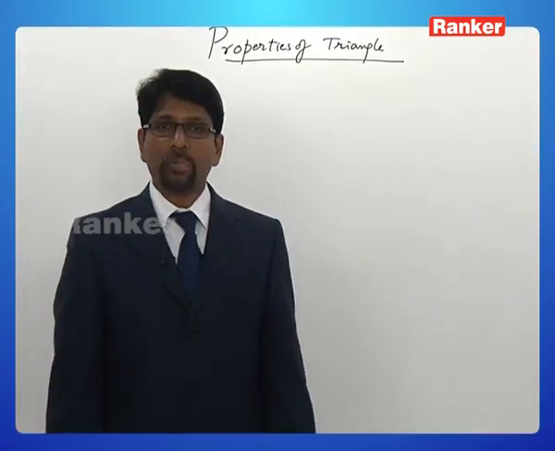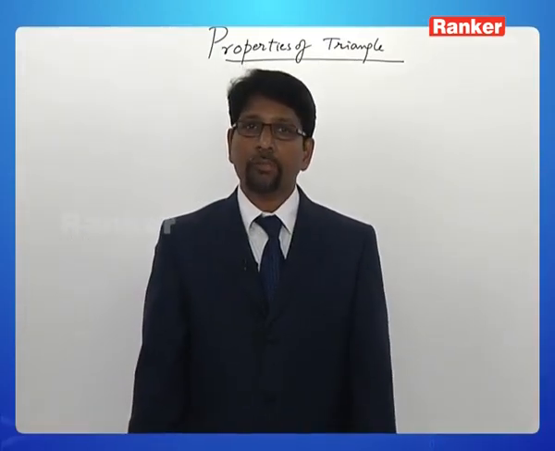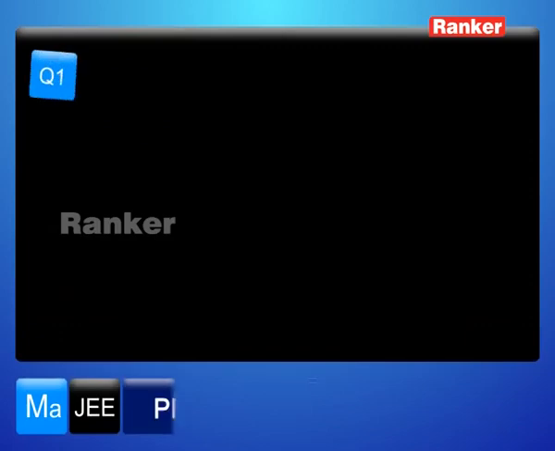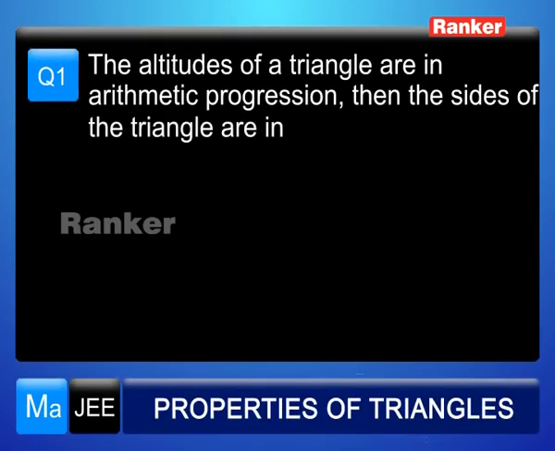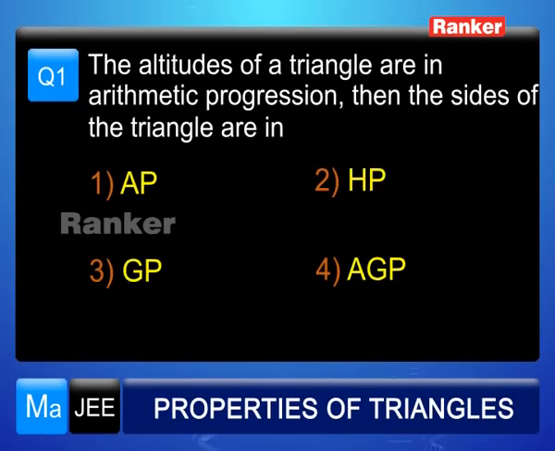So let's now look at some problems on properties of triangle. First problem, the altitudes of a triangle are in arithmetic progression. Then the sides of a triangle are in first option AP, second option HP, third option geometric progression, fourth option arithmetico-geometric progression.